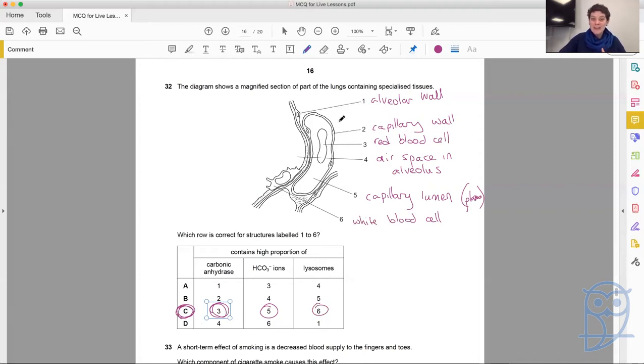So, recapping our diagram, our squidgy circle is a capillary with a capillary wall and a capillary lumen filled with plasma. Inside the plasma of our capillary is a red blood cell, which has its own cytoplasm. Next to the capillary, we have our alveolus with its wall and the airspace inside the alveolus, and we have a white blood cell. So the only place we're really going to find a high proportion of lysosomes is in that white blood cell. We're going to have the hydrogen carbonate ions in the plasma, in the lumen of the capillary, and we're going to have that carbonic anhydrase in the cytoplasm of the red blood cell.